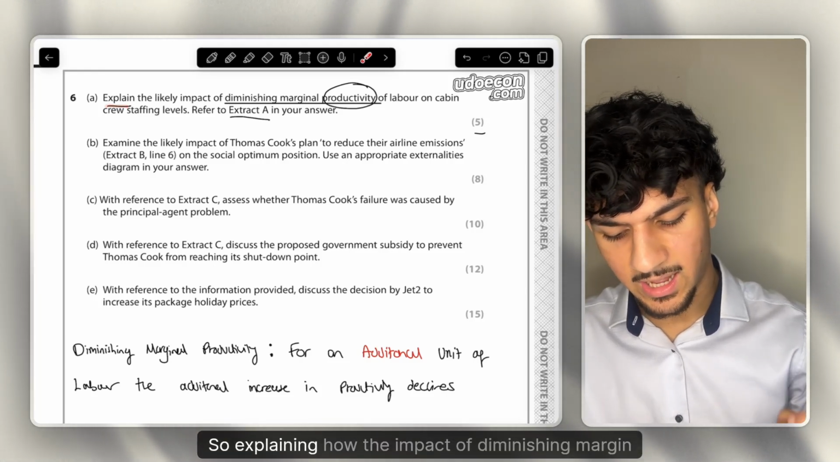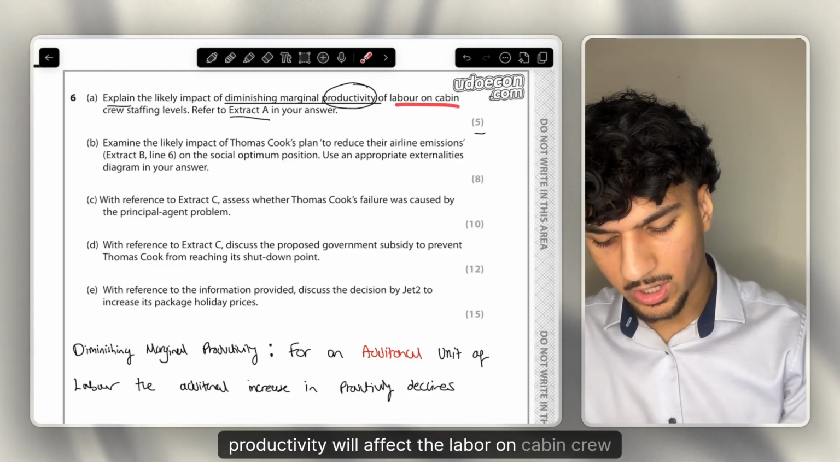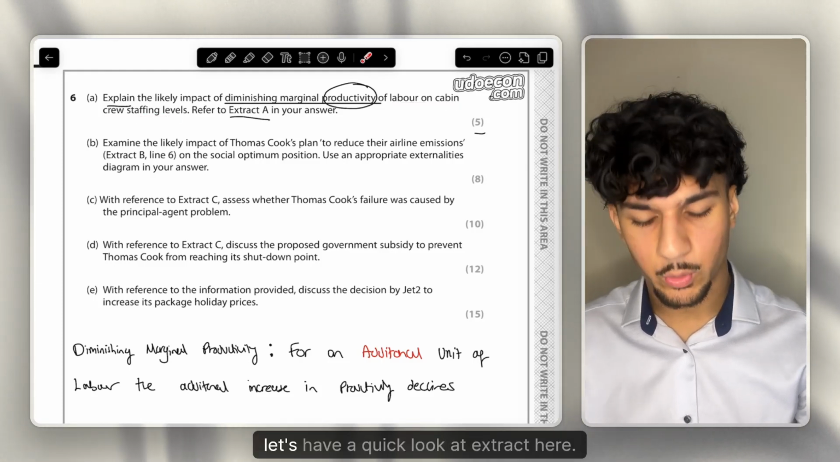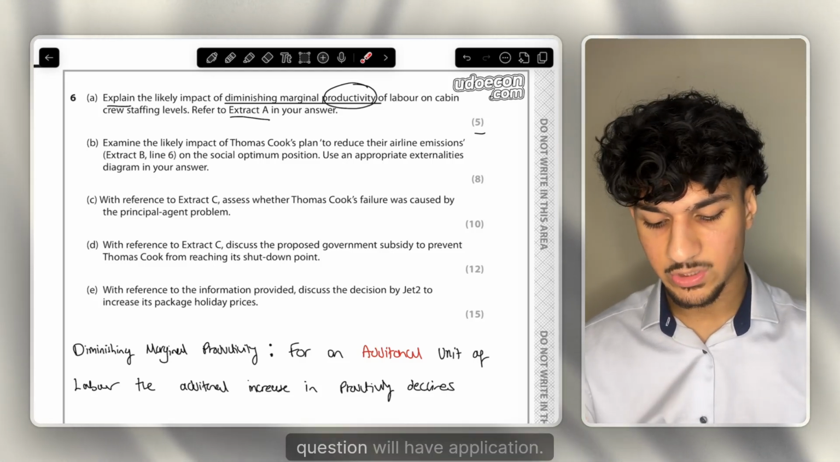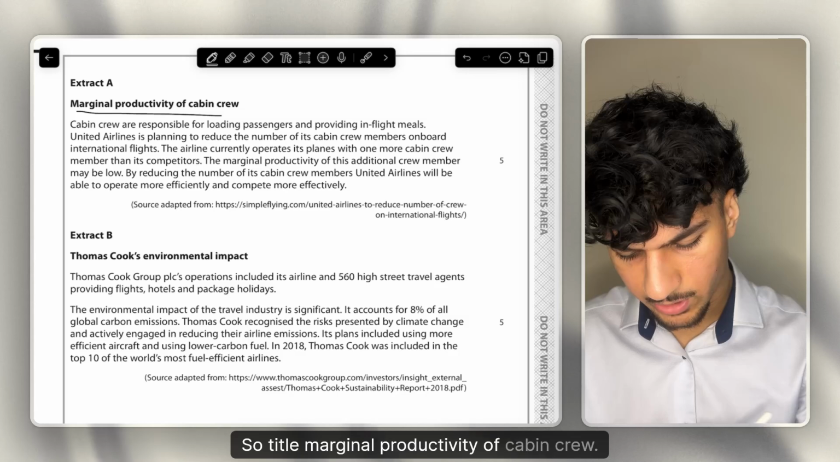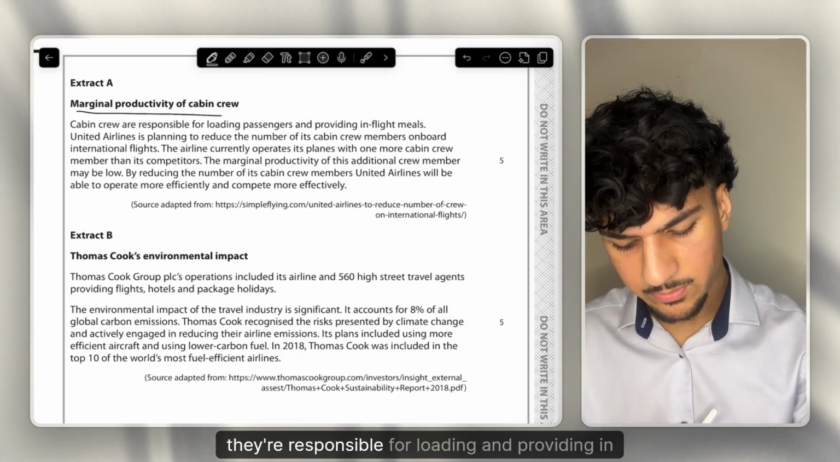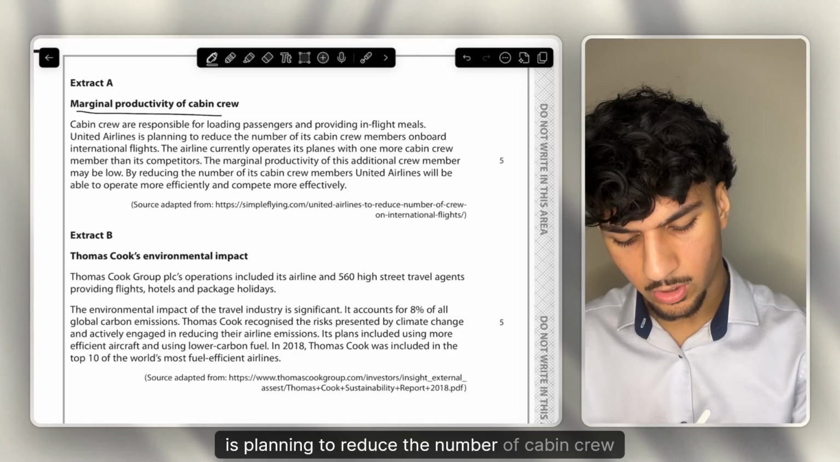So, explaining how the impact of diminishing marginal productivity will affect cabin crew staffing levels. Let's have a quick look at extract A, because as you know, this 5-mark question will have application, so let's pick up some of these application marks. The title is marginal productivity of cabin crew. They're responsible for loading and providing in-flight meals, and the airline is planning to reduce the number of cabin crew members.